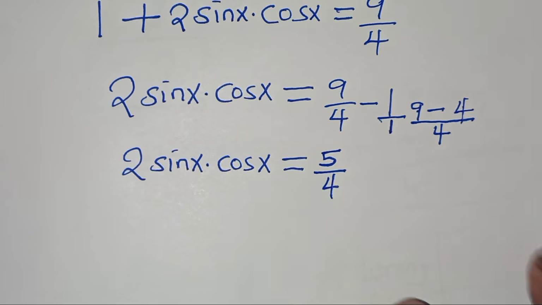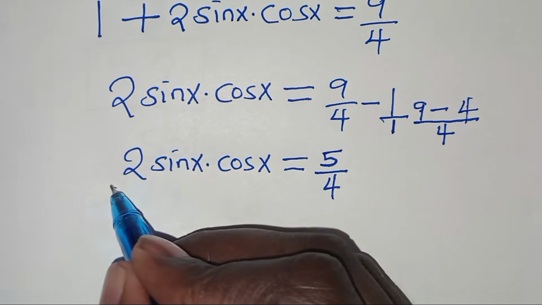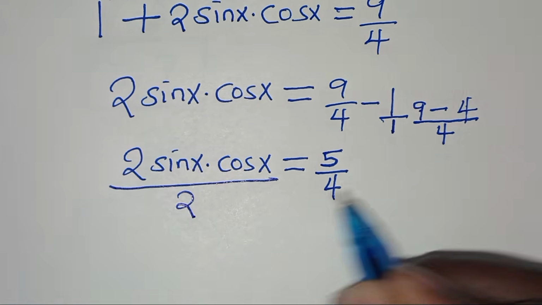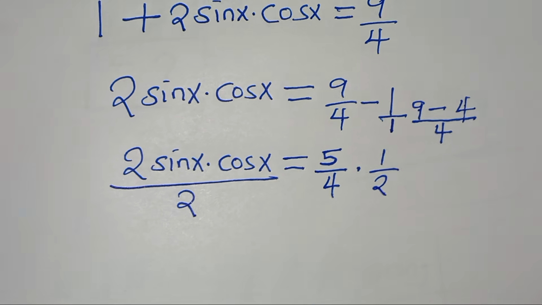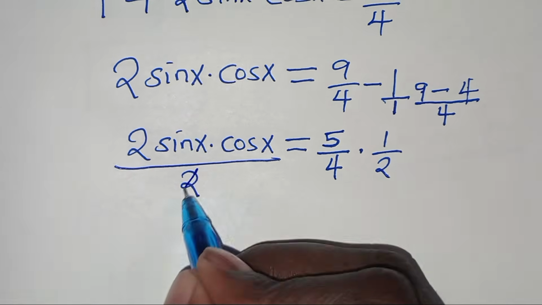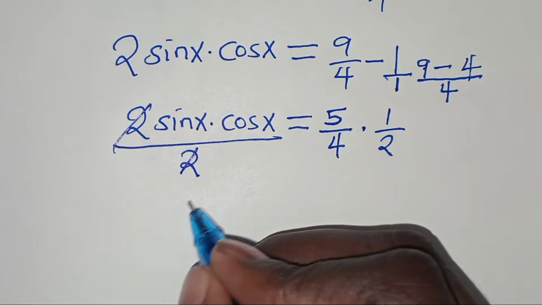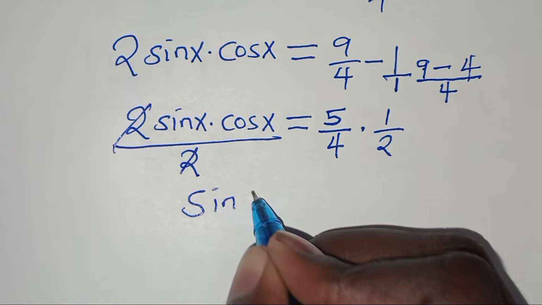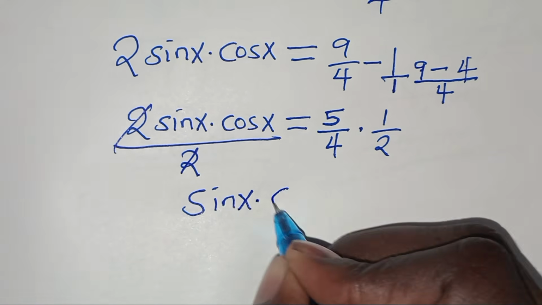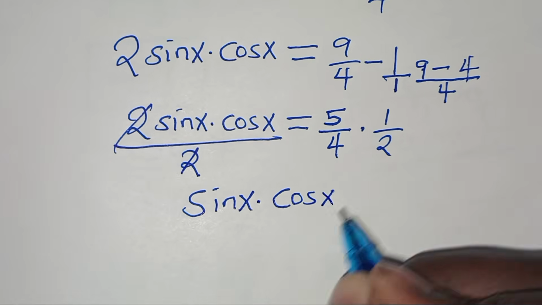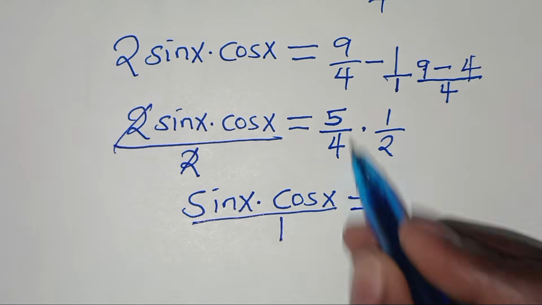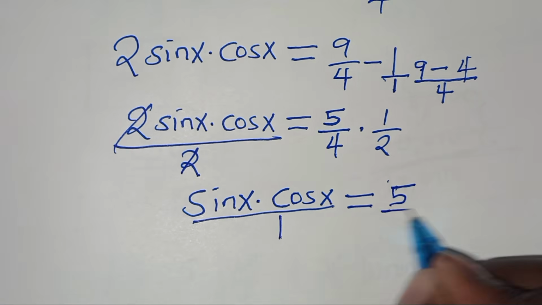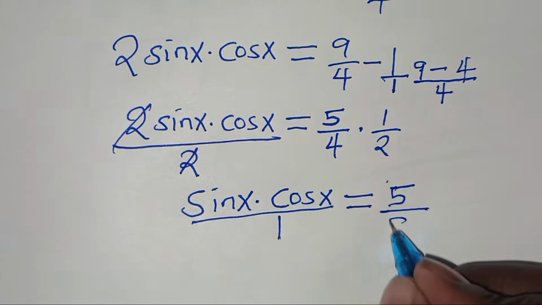So the next step is to divide both sides by 2. This means we're multiplying by 1 over 2. So if we simplify here, we have sin x multiplied by cos x divided by 1 equal to 5 divided by 4 times 2, which is 8.